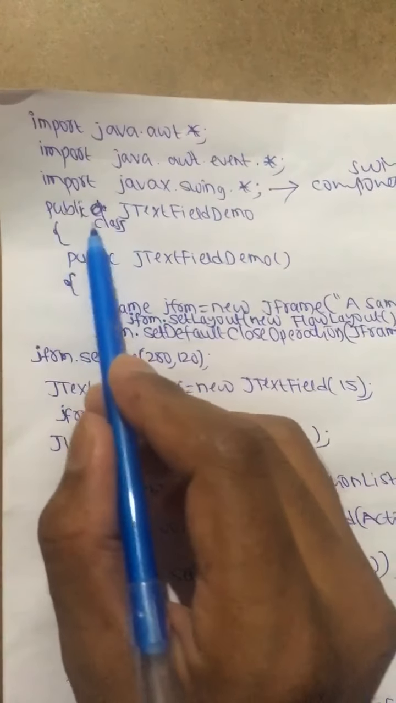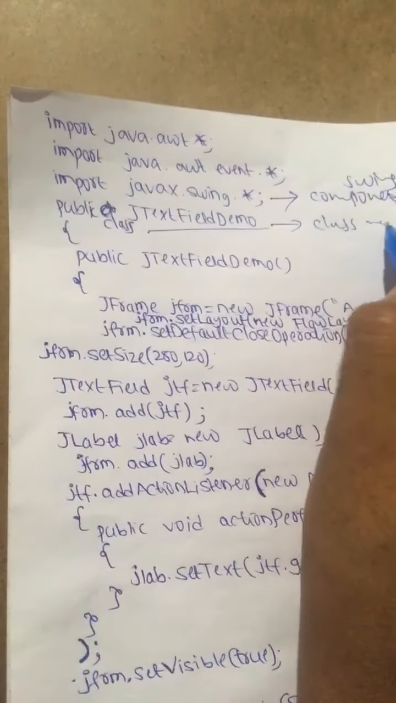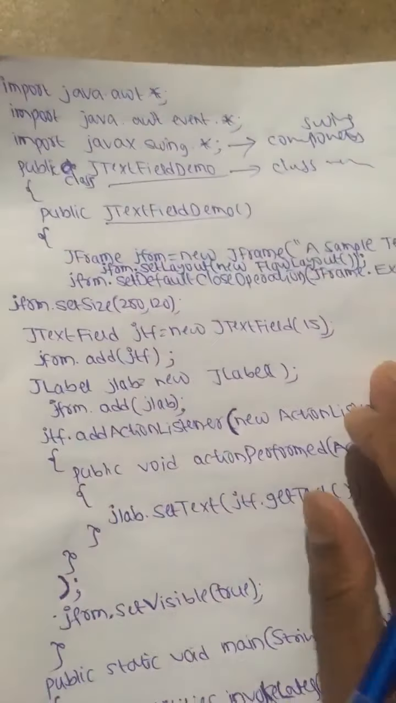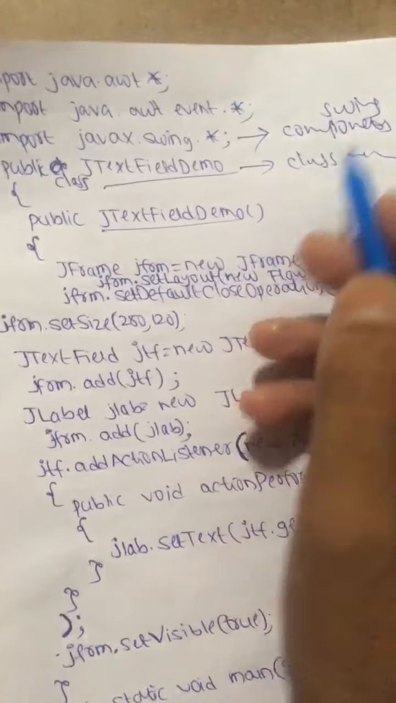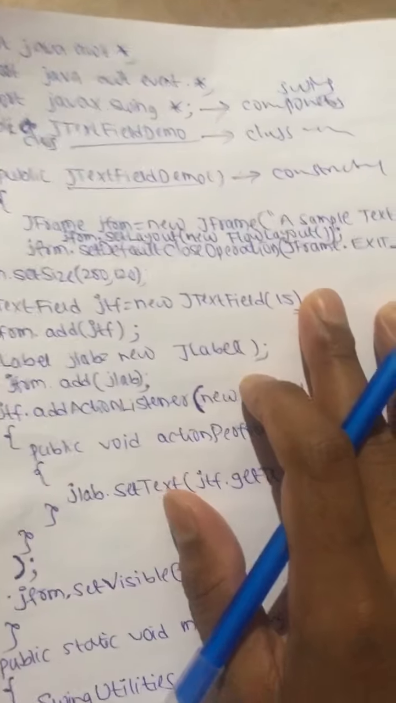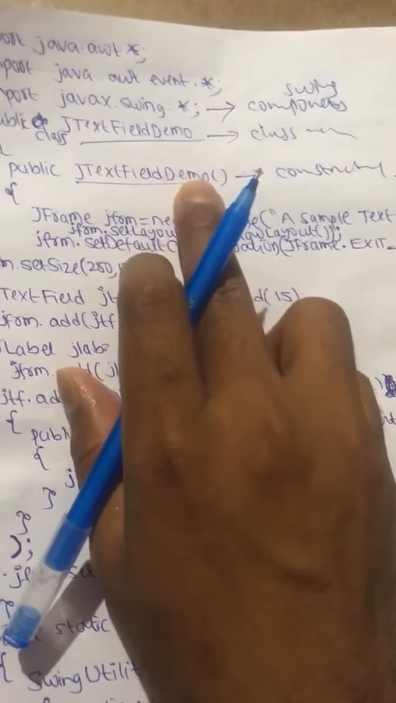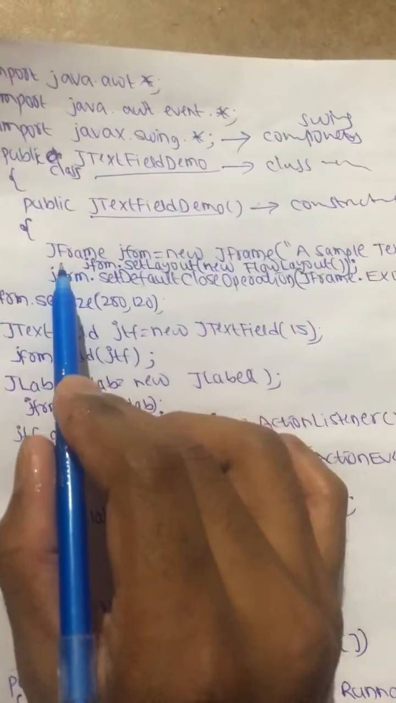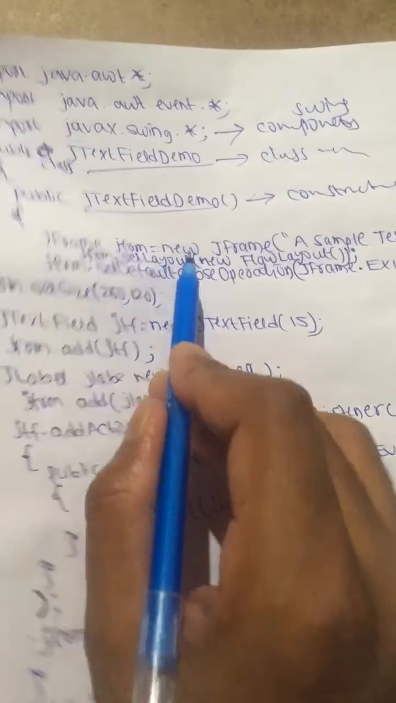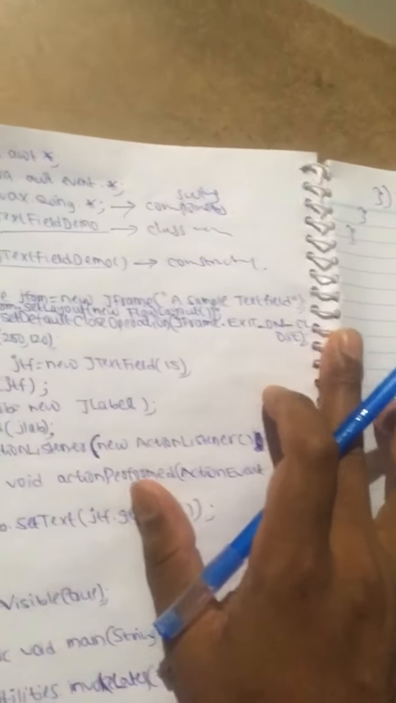Here the class name is public class JTextFieldDemo. JTextFieldDemo is our class. Public JTextFieldDemo is a constructor. All actions of this program will happen in the constructor. In the constructor, first we are creating a JFrame: jfrm equals new JFrame, "A Sample Text Field". This is new to us; we haven't described this line in our previous online classes or in our classroom.